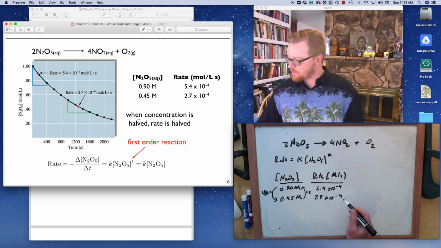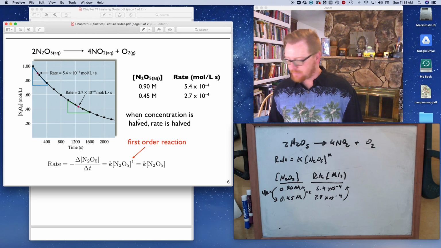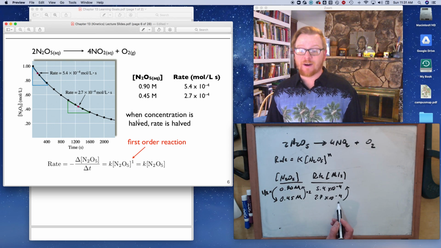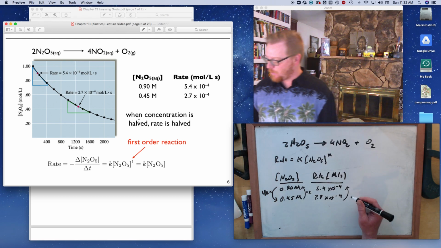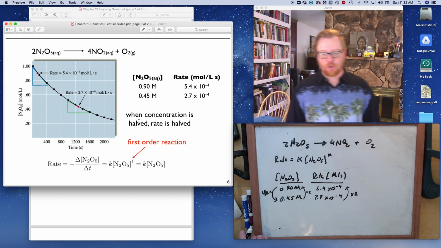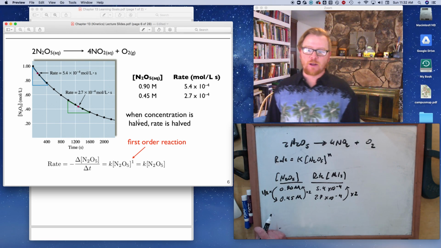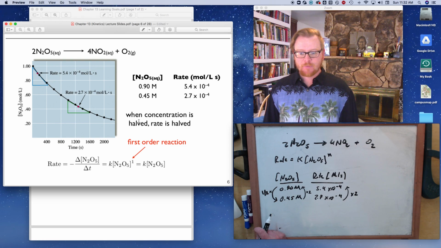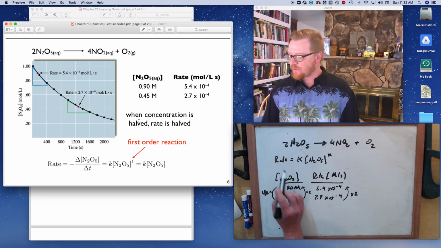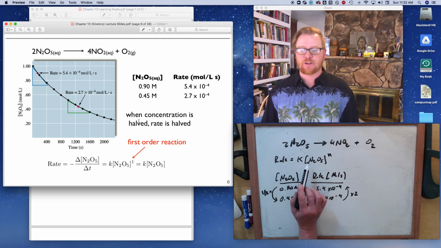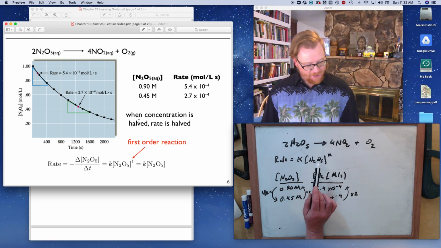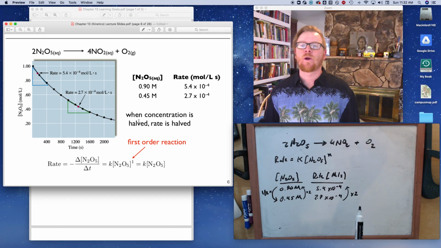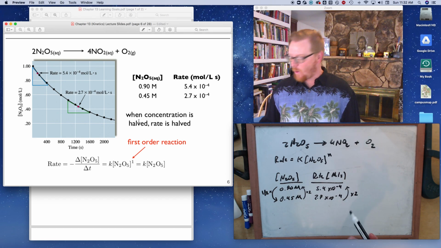Now if I do the same thing, suppose I go from this rate to this rate. Well, 2.7 times 10 to the minus 4 is exactly half of 5.4 times 10 to the minus 4, okay? And so what that means is when concentration went up by 2 and the rate went up by 2, then we can do the following algebra. There's a couple different ways we could do it. For one, if we just inspect this equation visually, if rate goes up by 2 and concentration goes up by 2, then that means n has to equal 1, okay?